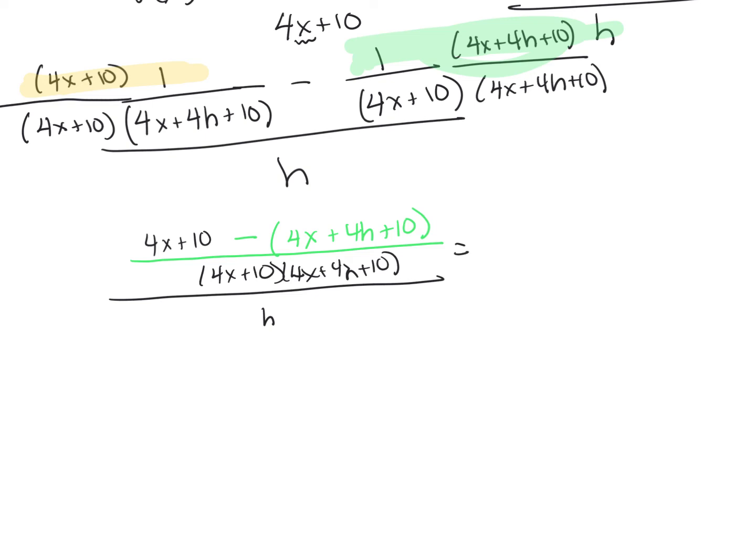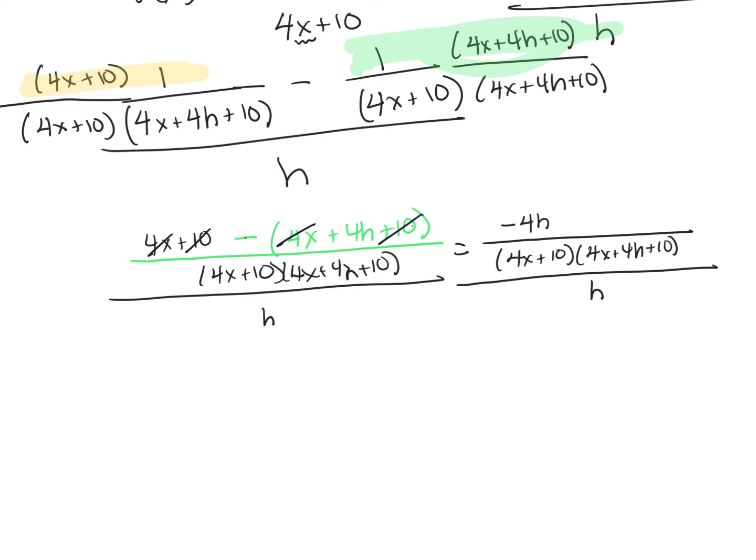Okay. So if I simplify 4x minus 4x, that goes to 0. 10 minus a 10, that goes to 0. And on the very top, I'm just left with negative 4h. Over this thing, don't bother factoring this out or FOILing this out. You don't need to. That whole thing all over h. Right. Now, this is the same as over h over 1, so I can flip that up and invert and multiply.